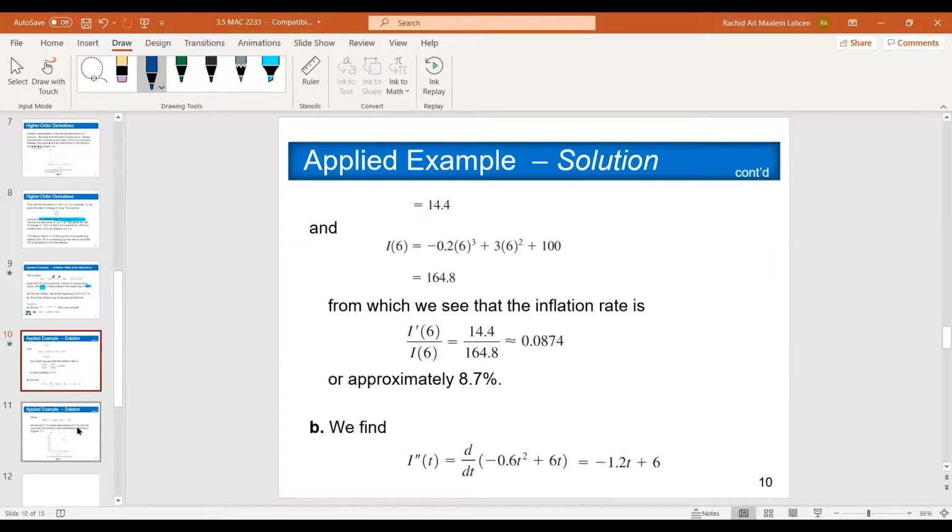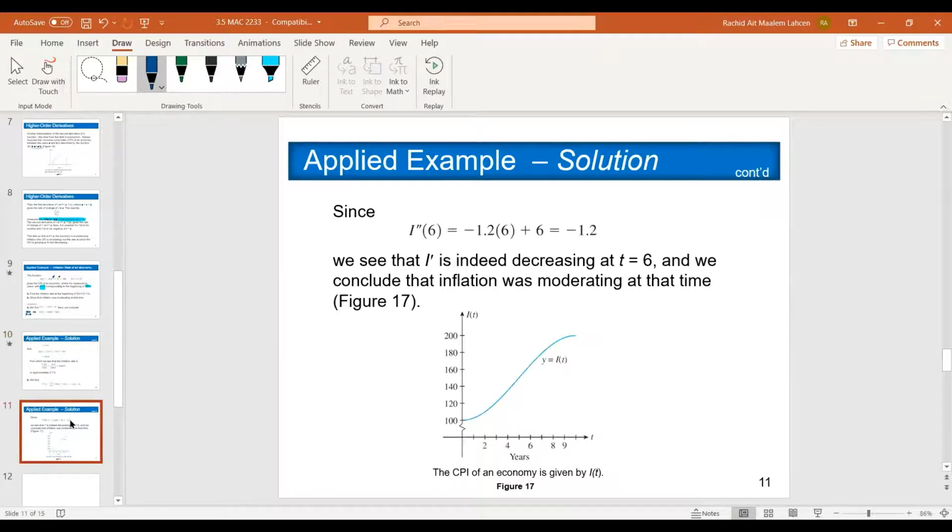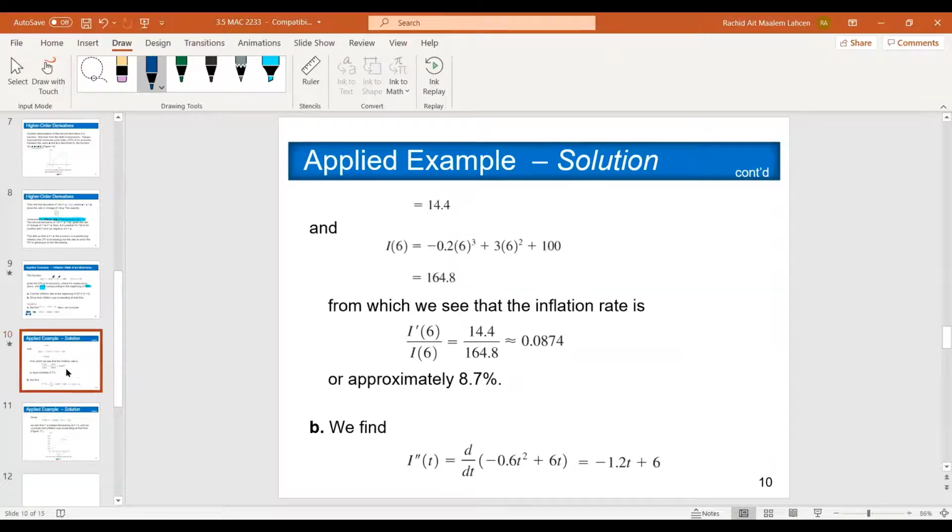And let's compare it now with I double prime, which is an I6, just the curve itself. We talked about the rate and the curve itself. So this is the curve itself. You get 164.8. So if you compare I prime with I to get the inflation rate, you get 8.7%.